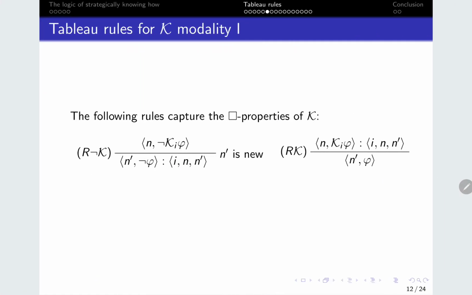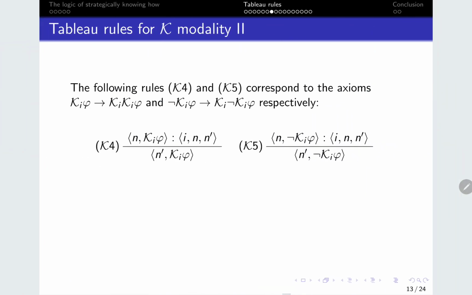So then we have the Tableau rules to deal with the know-that modality K. Firstly, we know that the know-that modality is a standard box modality in modal logic. So we have these two rules to capture the box properties of the know-that modality. Besides the standard box properties, we know the know-that modality is an S5 modality. So we have these two rules, K4 and K5. These two rules correspond to the 4 axiom and 5 axiom of the know-that modality.